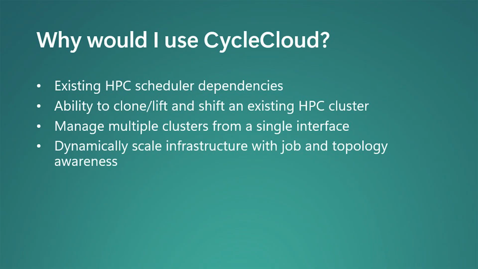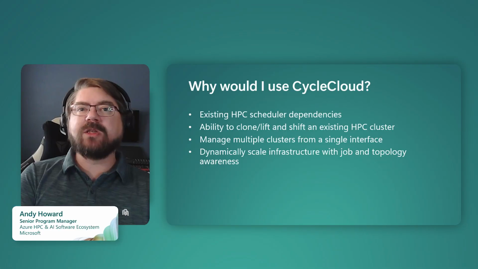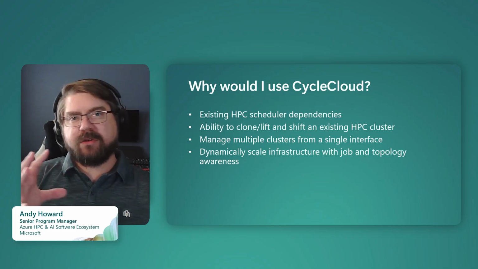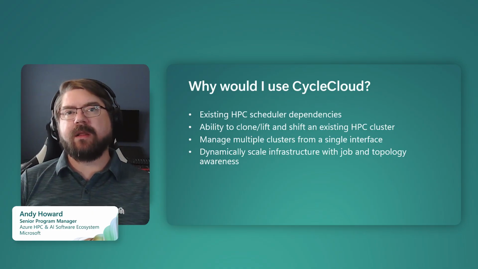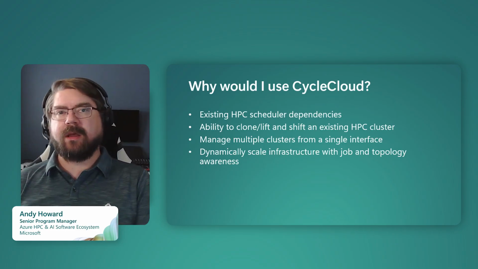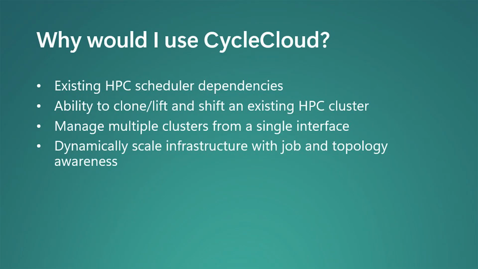So why would you choose CycleCloud over something like Azure Batch or even something like Azure Kubernetes Service or any of the other offerings on top of Azure? The biggest reason is if you have a need or your customer has a need for existing HPC schedulers, we integrate with most of those already. So it alleviates that need to actually do the integration work themselves. It also provides the ability to clone or lift and shift, if you will, an existing HPC cluster from on-premises into Azure.